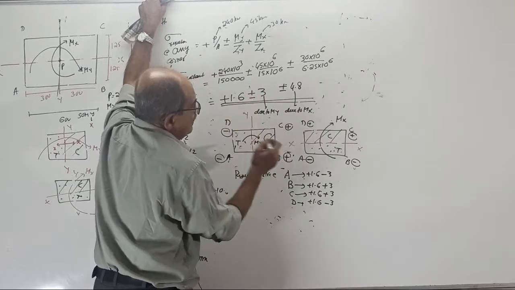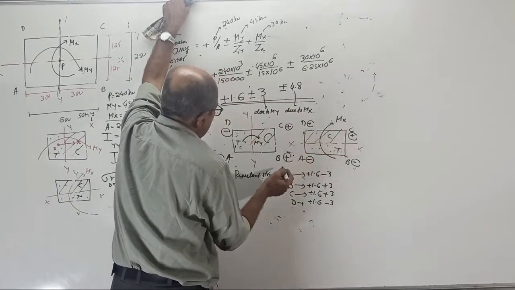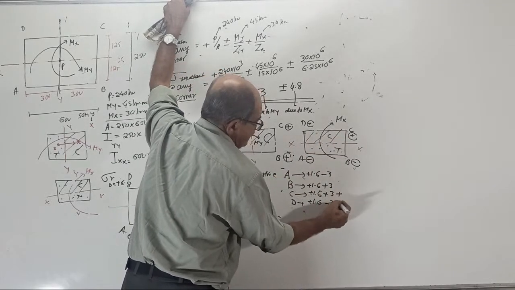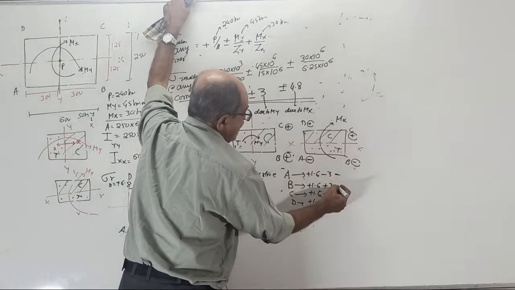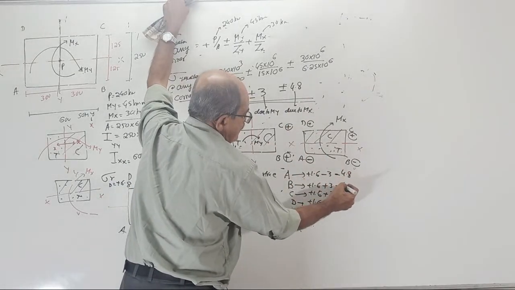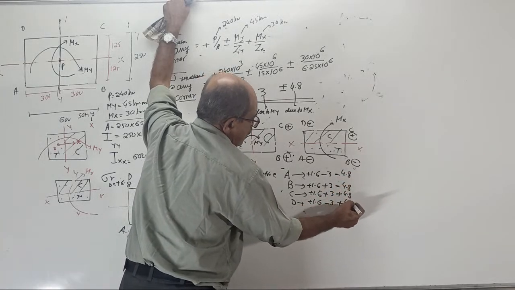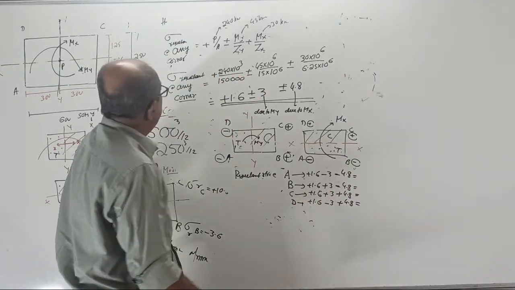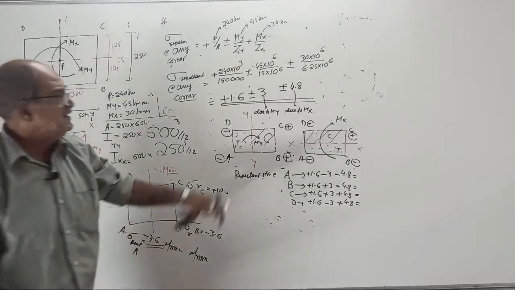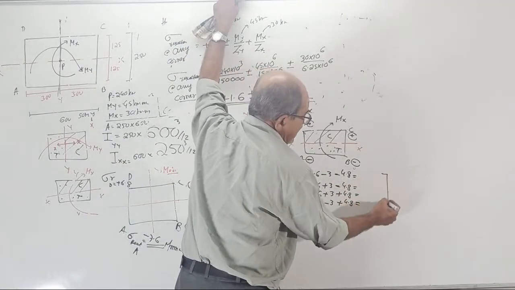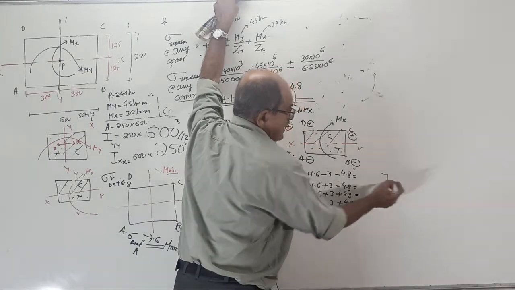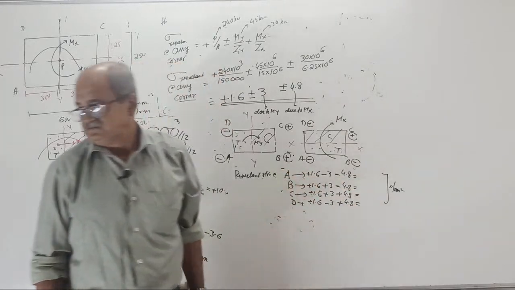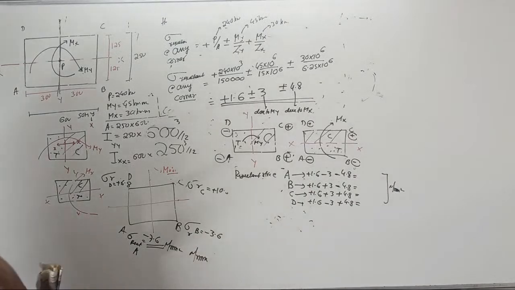And due to Mx term, D and C are positive, plus, plus. A and B are negative, negative. How much answer? 4.8, 4.8, 4.8, 4.8. If you calculate, you will get the answer. Tell the answer fast. All in Newton per mm square, because this is not pressure, this is a stress calculation. These 4 answers, tell the answer. How much? First answer.